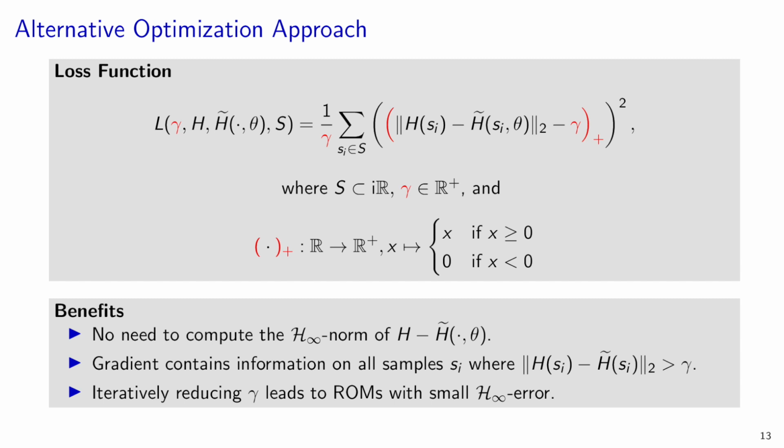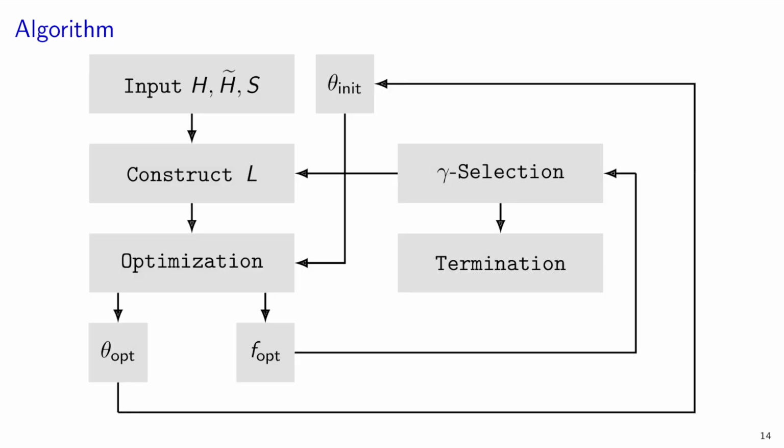Finally, we can set our threshold gamma to get the approximation quality we need for our use case. We can also iteratively reduce it between runs of our optimization solver to get a reduced order model as accurate as possible. We now look at the algorithm we've constructed around this loss function. It takes as input the given large-scale model, or rather its transfer function, a pre-initialized parameterized low-order model of the desired structure, and the set of sampling points chosen by the user. Here we've just used logarithmically spaced points on the imaginary axis. With that input and an initial value for gamma, we can compute the loss and minimize it by optimizing the parameters of the low-order model.